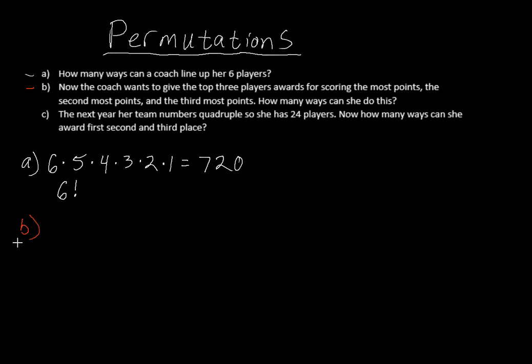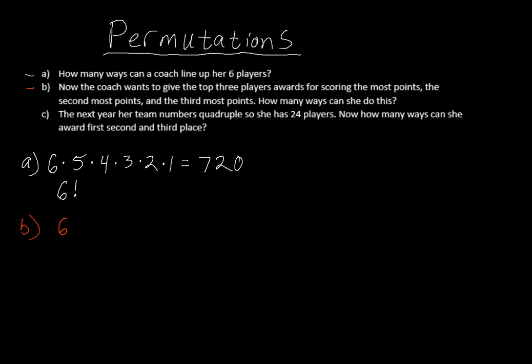So part B brings up something interesting here. Because now we only want to give the top 3 players awards. So we want to give them basically first, second, and third place. So this coach at the start of it, they have 6 different players to choose from. Now, yeah, there's probably going to be scoring and things going on, but let's just go ahead and say it's randomly chosen. So there are 6 different players that they could choose.